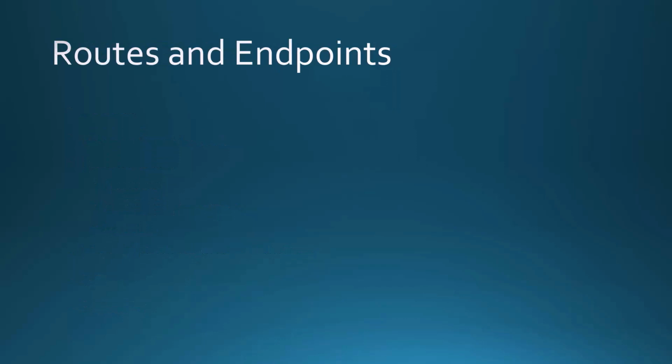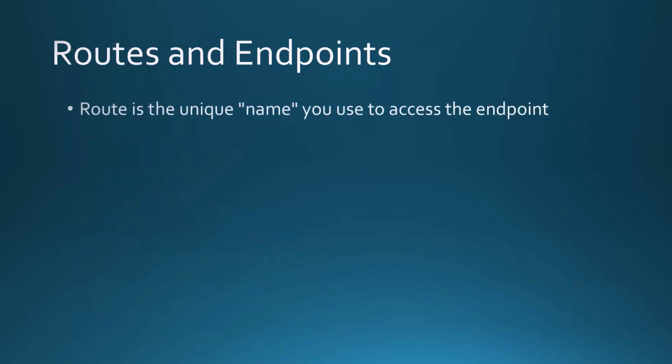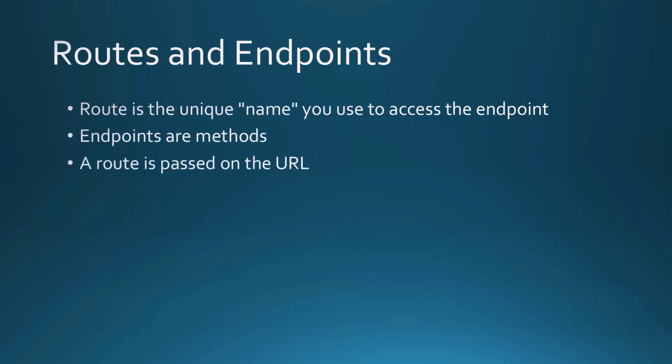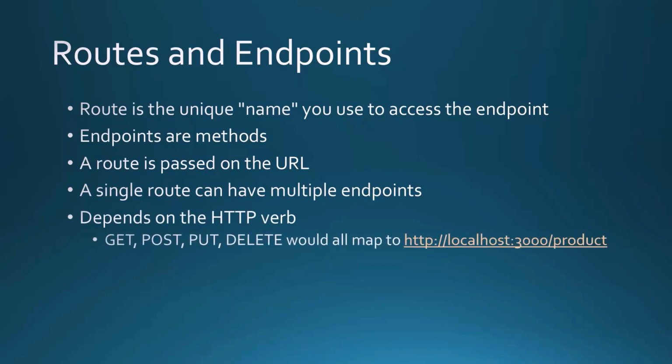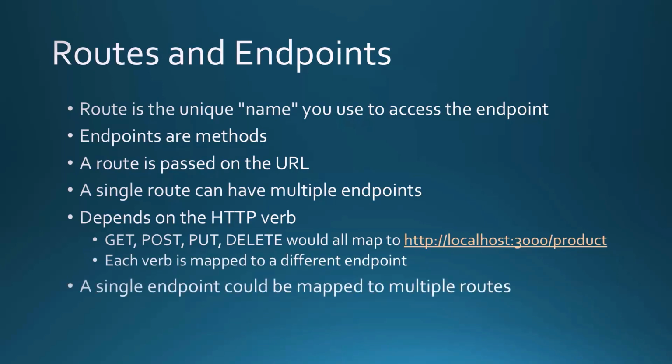Let's take a look at routes and endpoints. Now, a route is the unique name that you use to access the endpoint. The endpoints are the methods that actually perform the action. So a route is passed on the URL. A single route can have multiple endpoints, and that depends on the HTTP verb. Now, get, post, put, delete, they would all map to this same exact URL here, the route. And each verb then is mapped to a different endpoint, a different method. Okay, that's part of that route. Conversely, you can also have a single endpoint that could be mapped to multiple routes as well. And we'll actually see an example of that later.